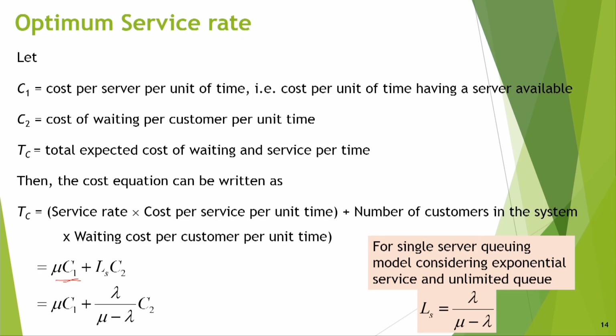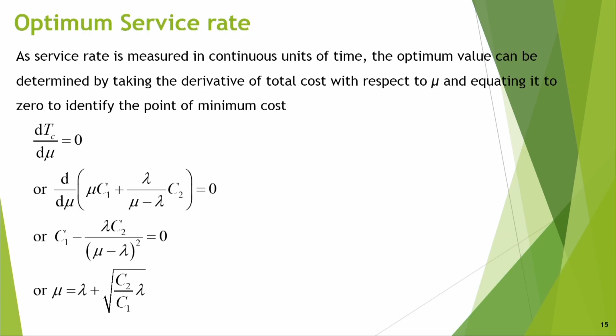So, this is mu into C1 plus LS into C2. LS is the length of the system multiplied by C2. That means the higher the service rate mu, the more money you have to pay, so that is why mu C1, and the longer the length of the system, the more cost, so that is why LS into C2. So, for a single server queuing model considering exponential service and unlimited queue, LS is equal to lambda by mu minus lambda. So, you can put TC is equal to mu C1 plus lambda by mu minus lambda into C2. So, this type of expression has come.